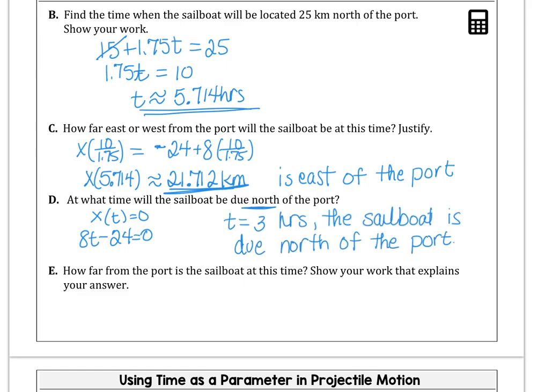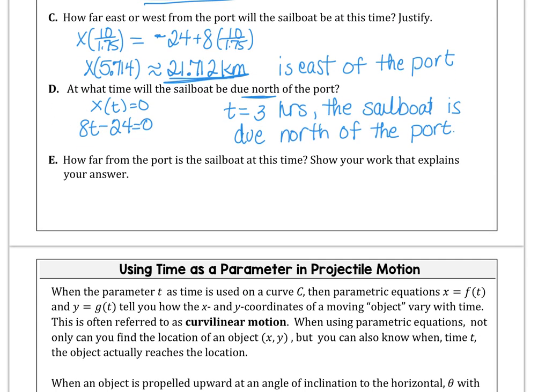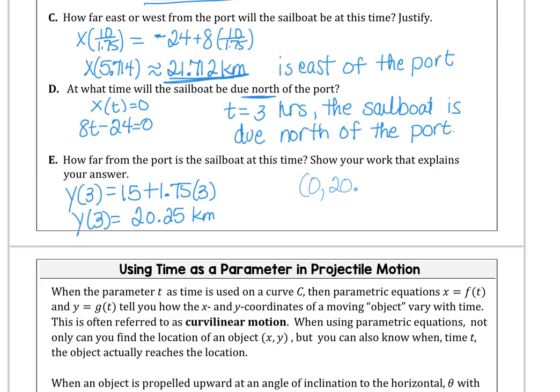And then finally, part E, how far from the port is the sailboat at this time? Show your work that explains your answer. So at that time, the y of 3 hours is 15 plus 1.75 times 3. So the y of 3 is 20.25 kilometers. So that ordered pair is when x is 0, y is 20.25. That's the location at 3 hours.